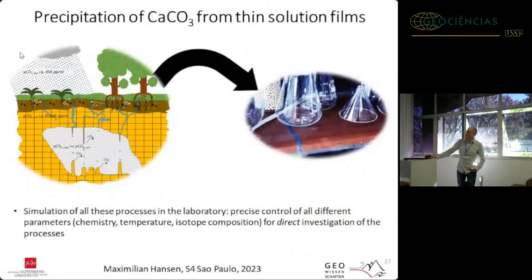Okay. And this brings me now to my main research interest. What I've been doing the past 10 years is I try to simulate all these processes which I showed you before in the laboratory. And this requires a very precise control of all different parameters, such as the chemistry of the solution, the surrounding temperature of the atmosphere, the isotope composition of the solution and the atmosphere, and everything. And this in the end enables a direct investigation of all these processes.